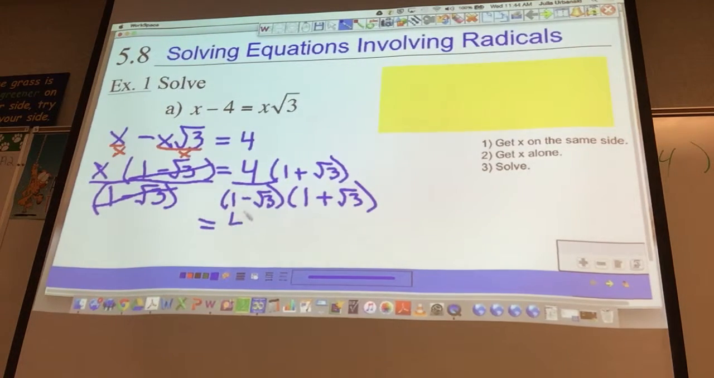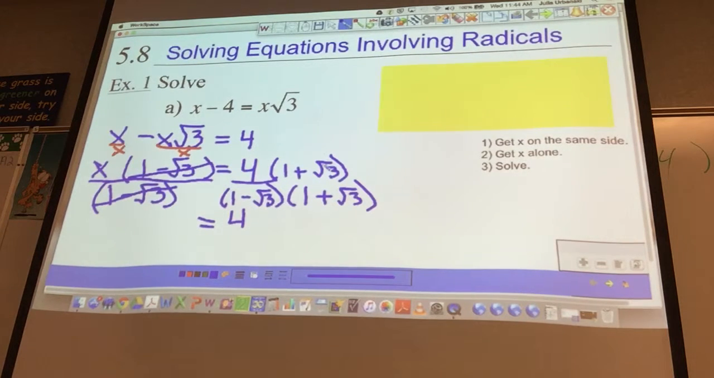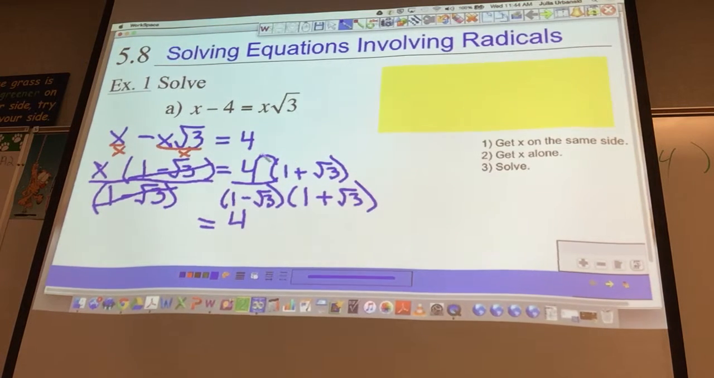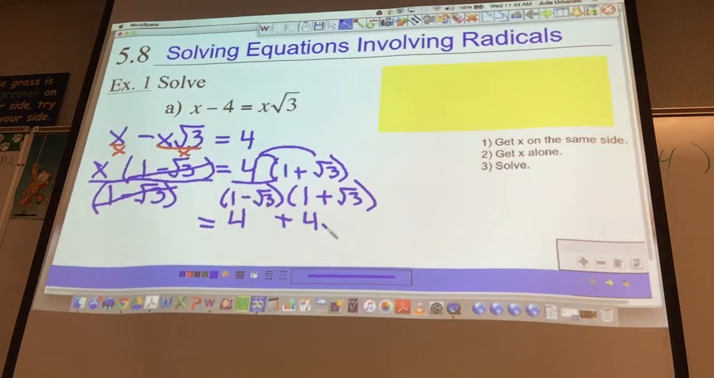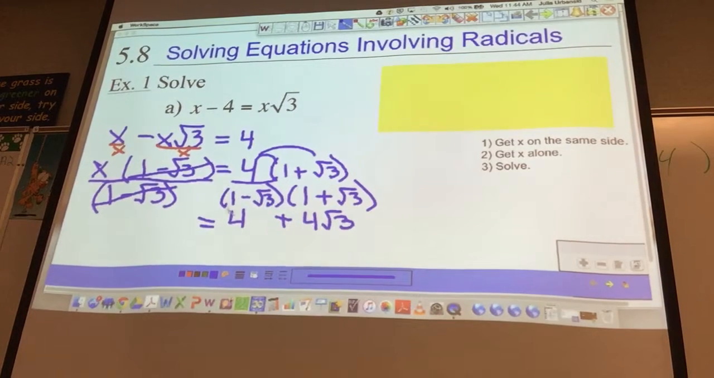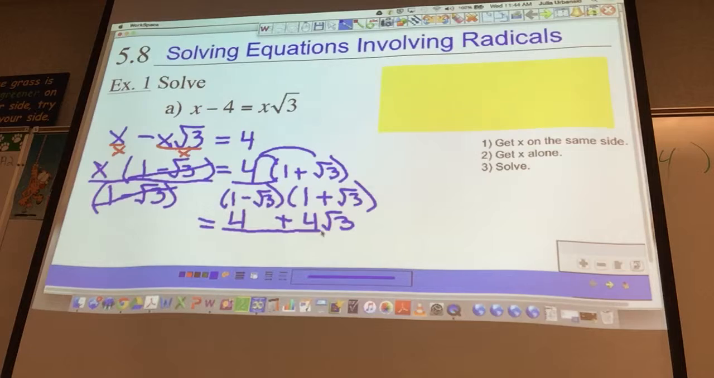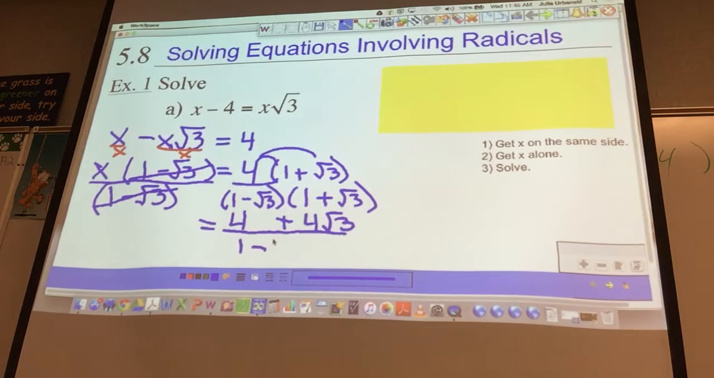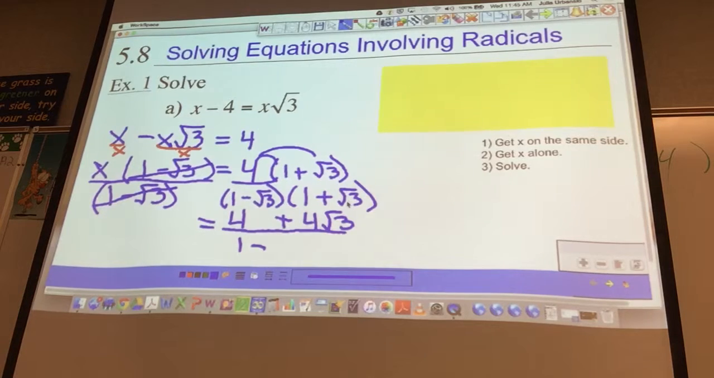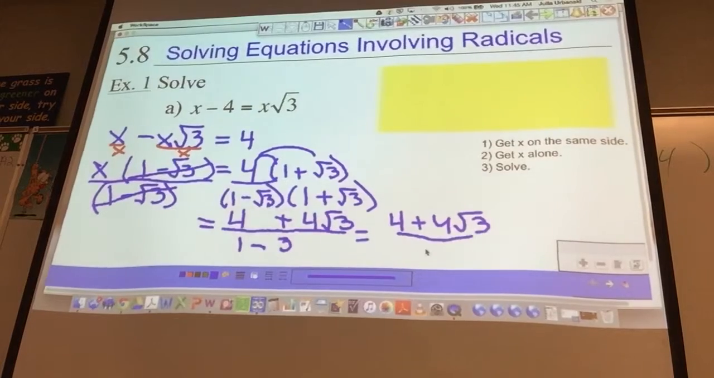So what we're left with is 4 times 1 is just 4. And then we're left with 4 times radical 3. All right, now here's the thing to be careful about. When you do it this way, you square both numbers. 1 squared is 1. You always make it minus. But what do you get when you square radical 3 times radical 3? You do not get 9. What do you get? 3. Good, because the house goes away. So what we're left with is 4 plus 4 radical 3 over 1 minus 3, which is negative 2.